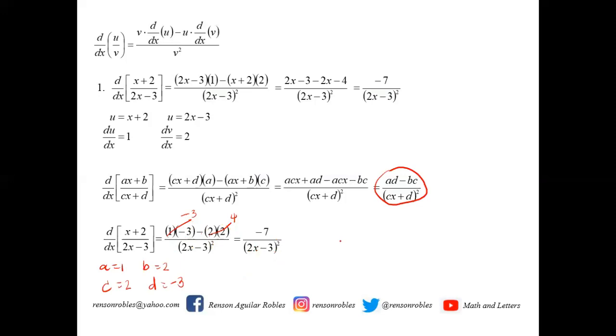Now, one easy way to remember this is by transforming the coefficients of this function into an augmented matrix of this form. So that's a, b, c, and d. And then you just treat this as a process of getting the determinant of this matrix. So that's a times d, then minus b times c. All over, you just copy the denominator, and then you raise it to the second power.